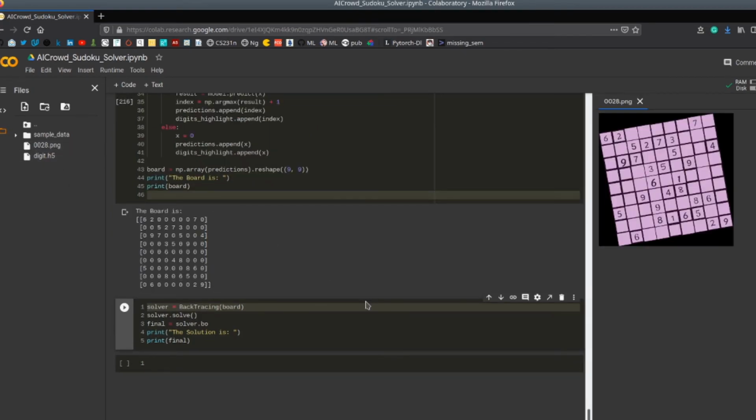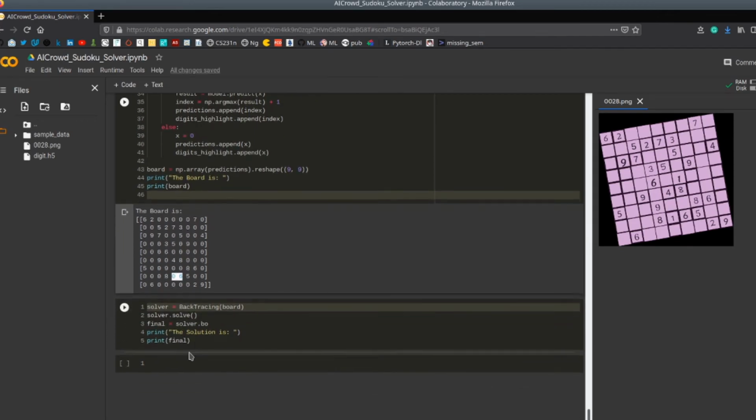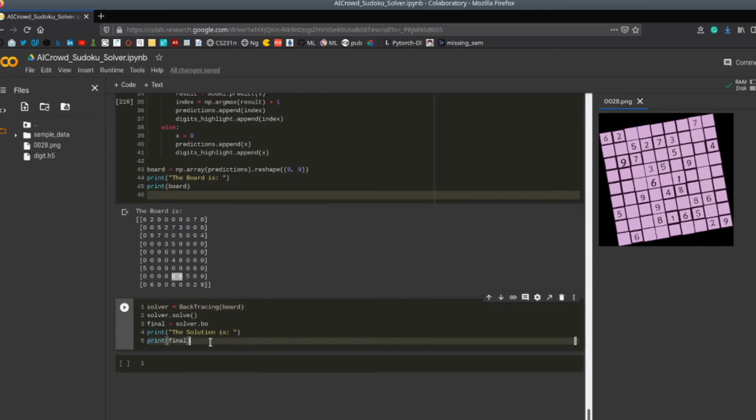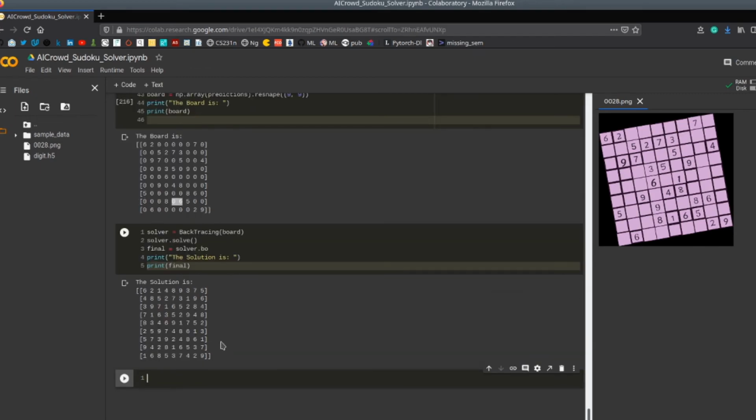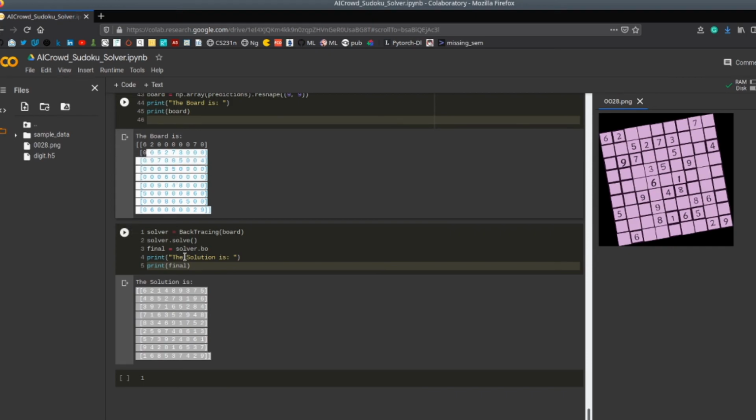As you can see, this model is not able to predict every number, but the advantage of using a backtracking algorithm is that it will be able to find out these missing values. Let's use the backtracking algorithm to solve this Sudoku board. After using the backtracking algorithm, we have formed a valid Sudoku solution. The main takeaway from this is that even though our model was not able to predict certain digits in the board, our backtracking algorithm was able to find them itself.